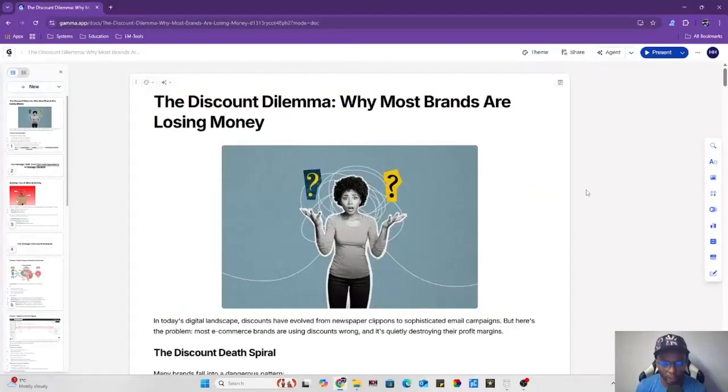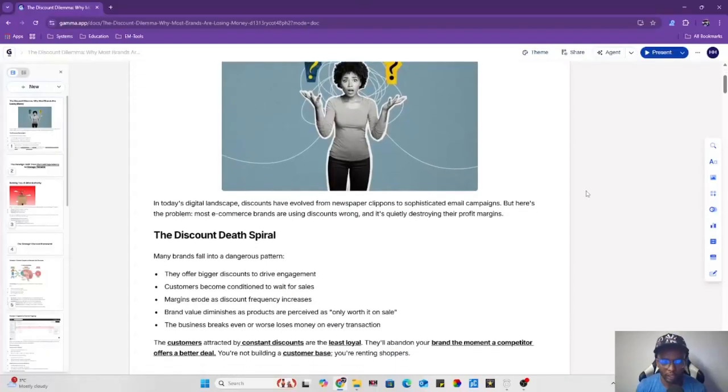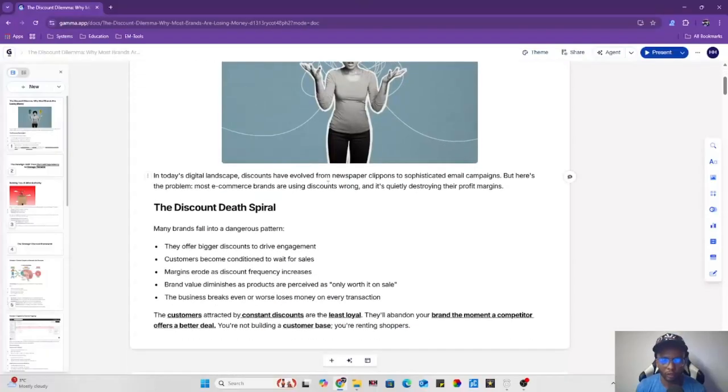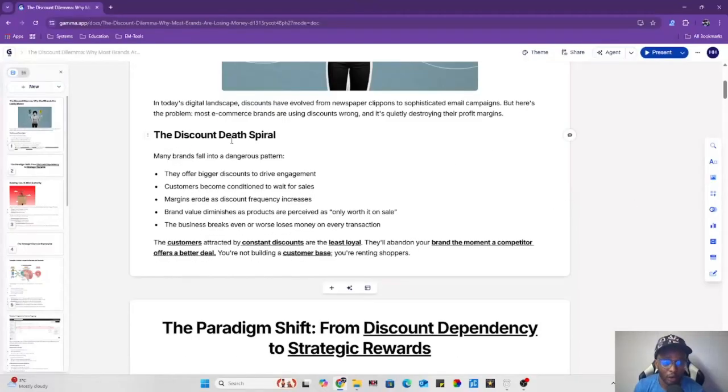The discount dilemma: why most brands are losing money. In today's digital landscape, discounts have evolved from newspaper clip-ons to sophisticated email campaigns. But here's the problem: most e-commerce brands are using discounts wrong, and it's quietly destroying their profit margins. The discount death spiral. Many brands fall into a dangerous pattern.